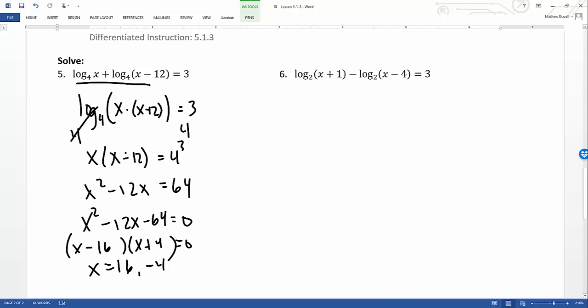Now plugging them back in, if I plug 16 back in, you get a positive inside your log, so that works. If I plug in negative 4, I get a negative inside my log. You can't have negatives inside your log, so you must reject it.